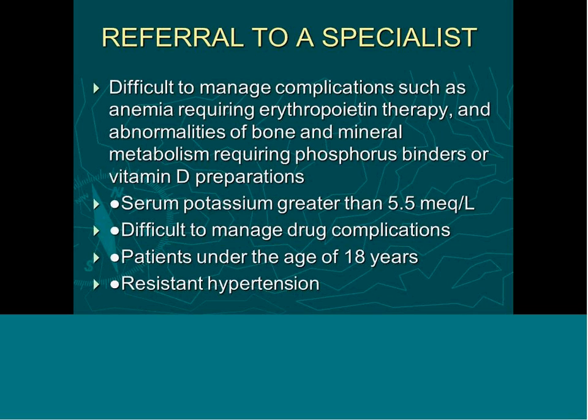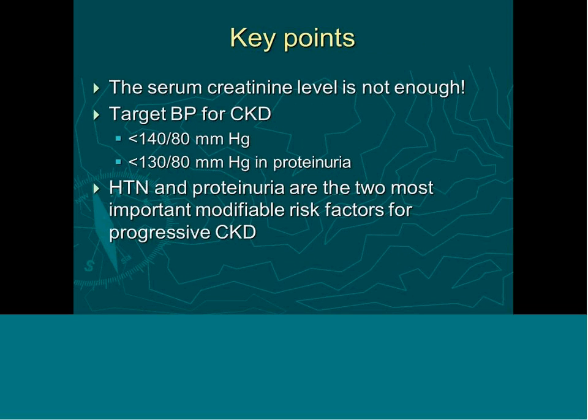So the key here is that the serum creatinine level is not enough. The target of blood pressure in chronic kidney disease is 140/80, or 130/80 with proteinuria. Proteinuria and hypertension are the two most important modifiable risk factors for progressive chronic kidney disease.